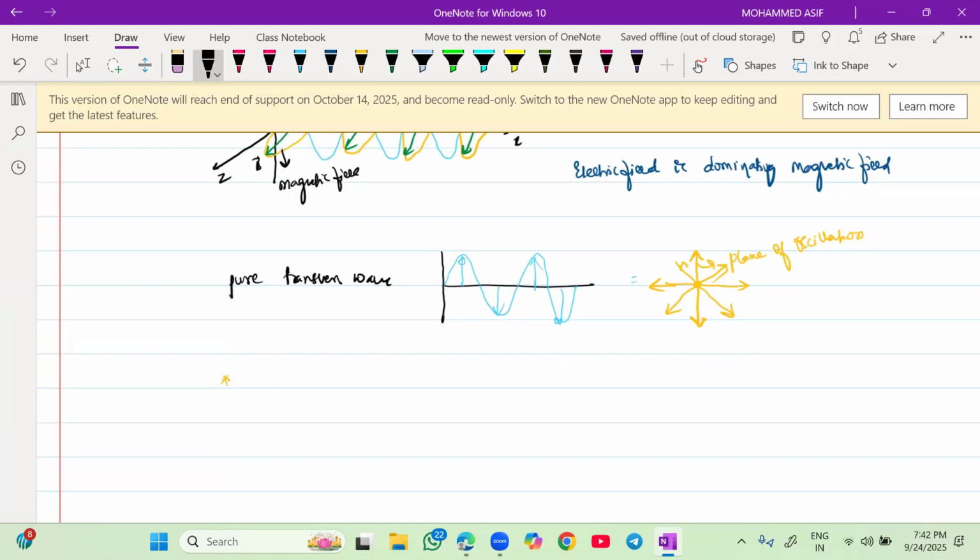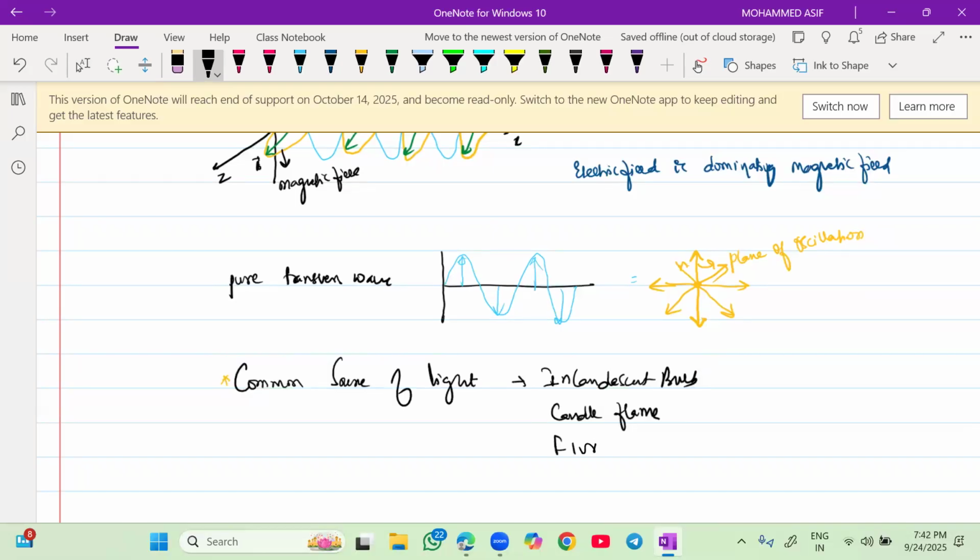So if I'm talking about your common source of light, it may be our sun, or it may be an incandescent bulb for us. It may be a candle flame. This is also a source of your light, or it may be a fluorescent lamp. Fluorescent lamp is the bulb which we keep in our houses. In all of these, the light is going in all directions in the form of a circle like this.